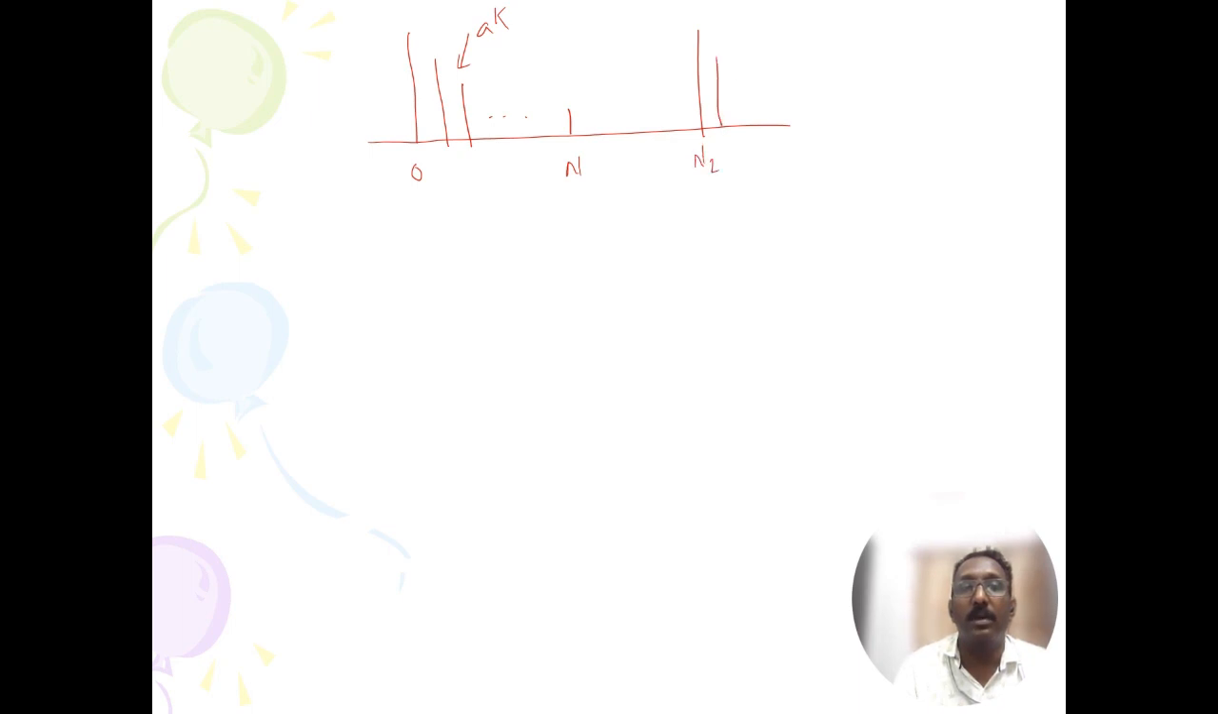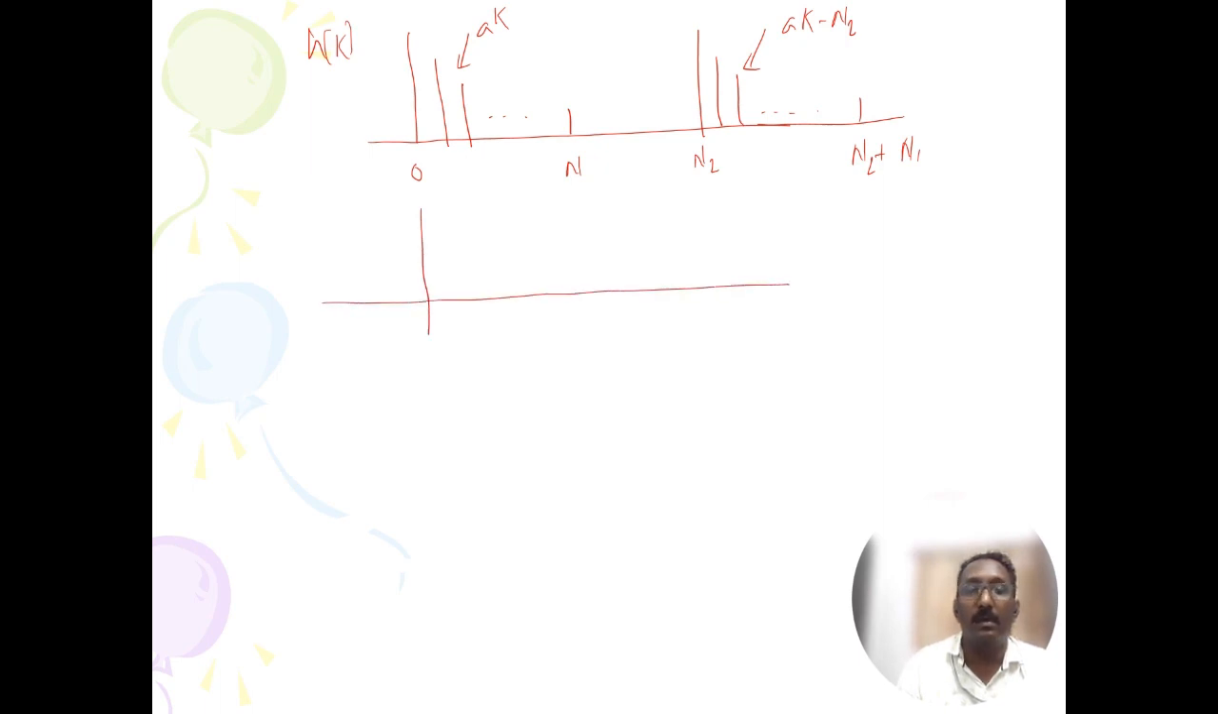Let us draw these graphs once again in terms of H of k and X of k. The samples of H of k start from 0 to n1, and its function is slightly different. This is a to the power k. Similarly, it starts again from n2 with the same type of samples. This is H of k. Coming to X of k, X of k is given as a unit step function.